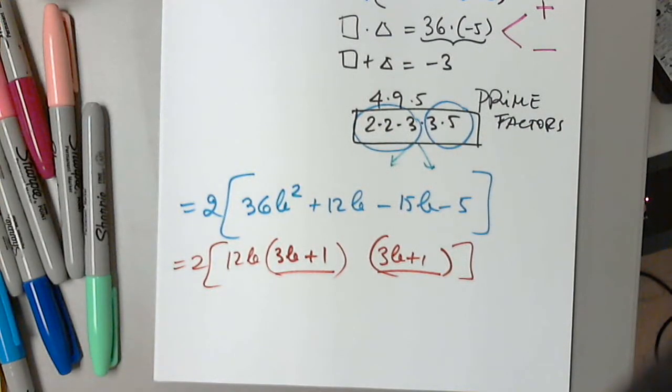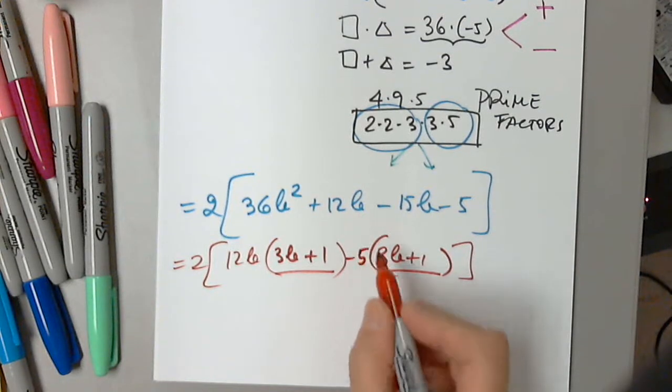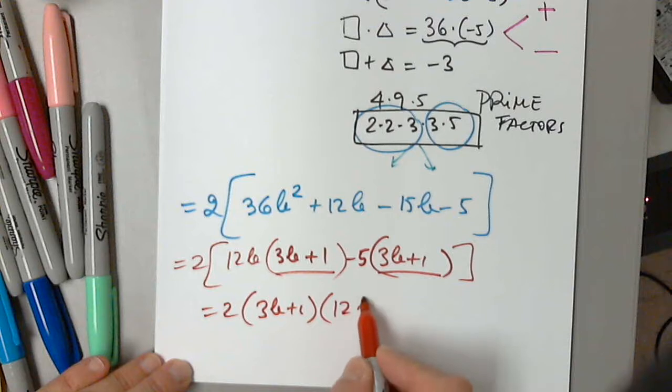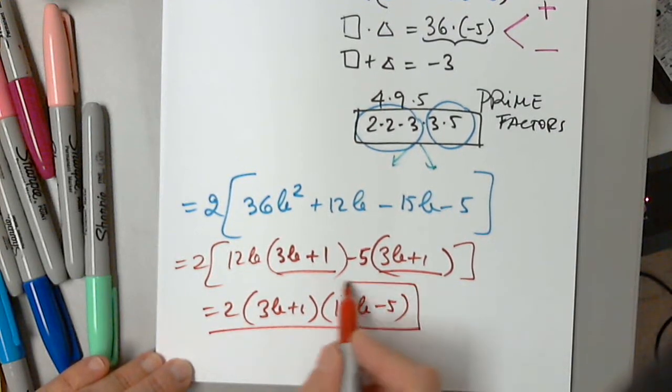How do I know? Because I found the two numbers whose product is this and whose sum is negative 3. So I have no doubts. So now I need a sign and a factor, which is, what are? Negative 5. So then this is 2, 3b plus 1, 12b minus 5.